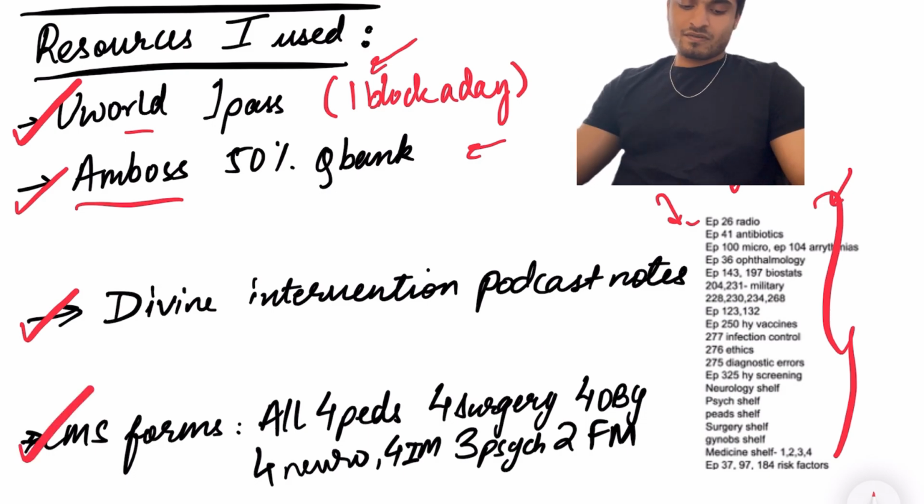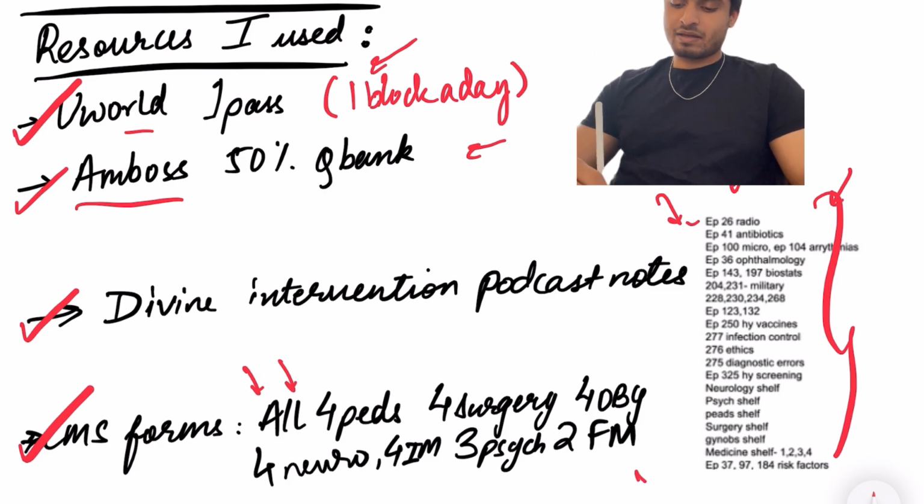One of the most important things that we missed is the CMS forms, and of course you don't have to do all of those CMS forms. These are a great starting point. So all 4 of PEDS, I'm talking about the last 4 CMS forms, 4 of surgery, 4 of OBGYN, 4 of neuro, 4 of IM, 3 of psych, and 2 of family medicine. These are the ones that I did.